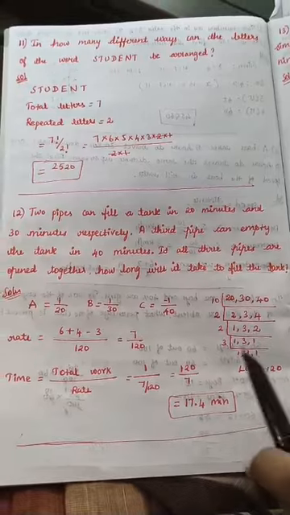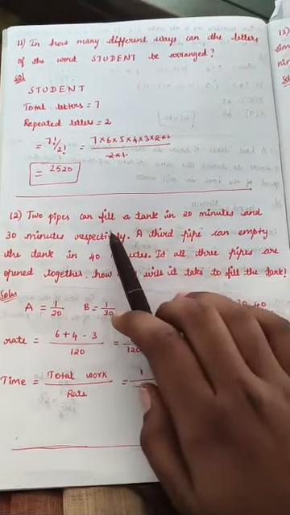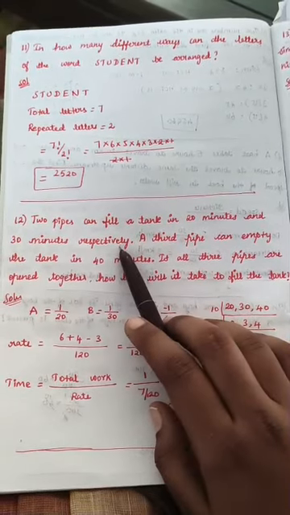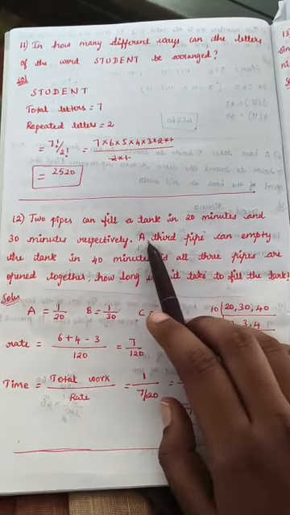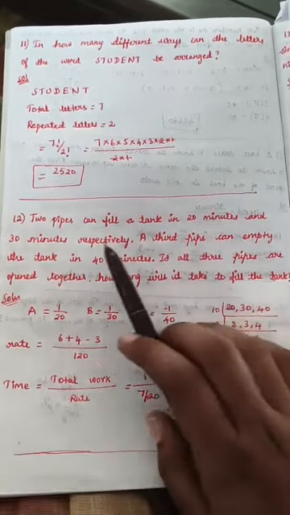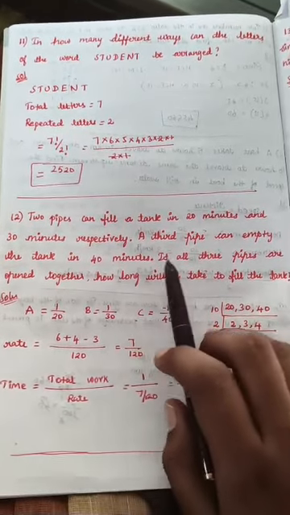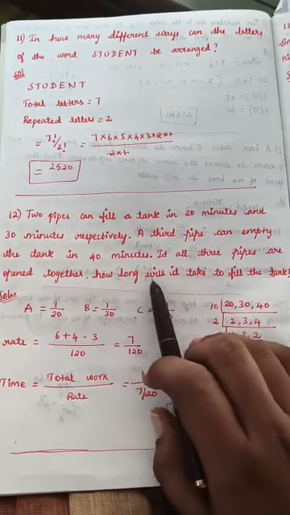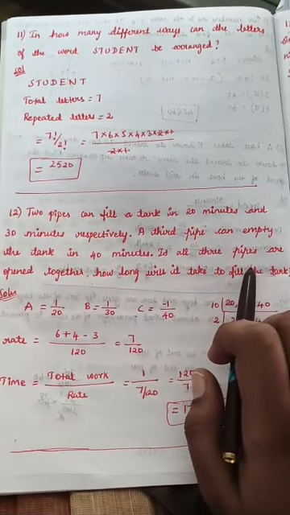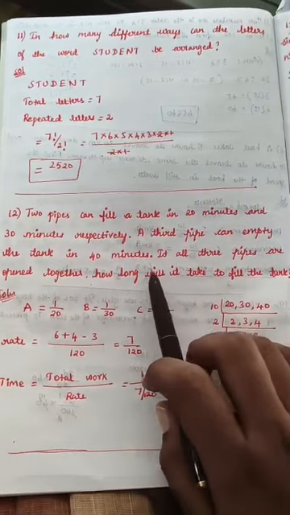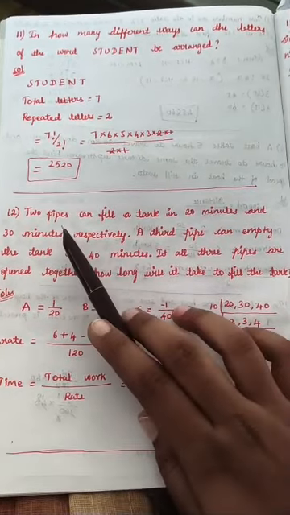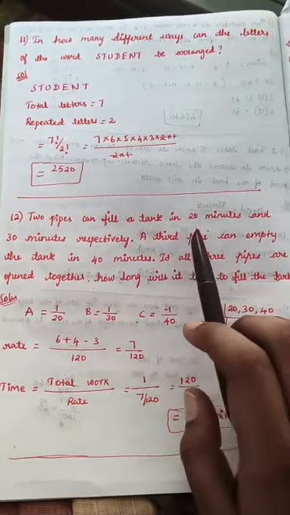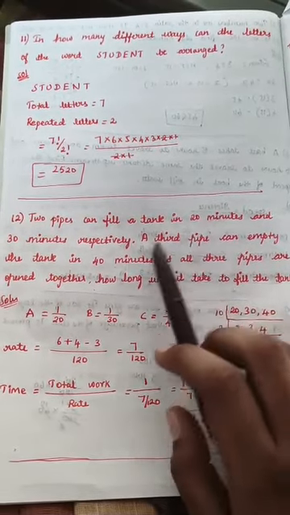The 12th question is, two pipes can fill a tank in 20 minutes and 30 minutes respectively. A third pipe can empty the tank in 40 minutes. If all three pipes are open together, how long will it take to fill the tank? So, this is the question they have given. Let's take pipe 1 and 2 as A and B. Pipe 1, A, will take 20 minutes to fill a tank.